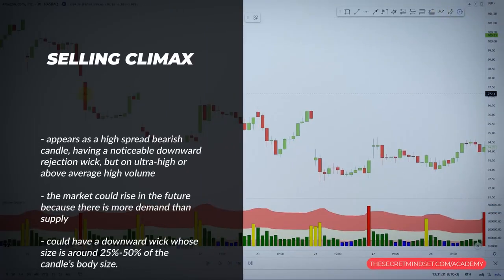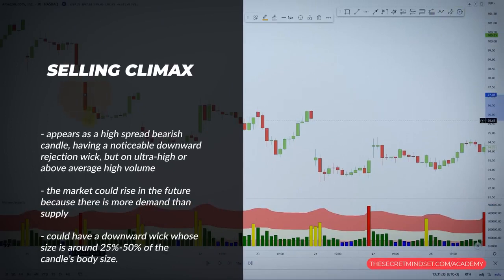Then we have the selling climax. The selling climax appears as a high spread bearish candle, having a noticeable downward rejection wick, but on ultra-high or above average volume. This signals that the market could rise in the future because there is more demand than supply. The selling climax signal could have a downward wick whose size is around 25 to 50% of the candle's body size.